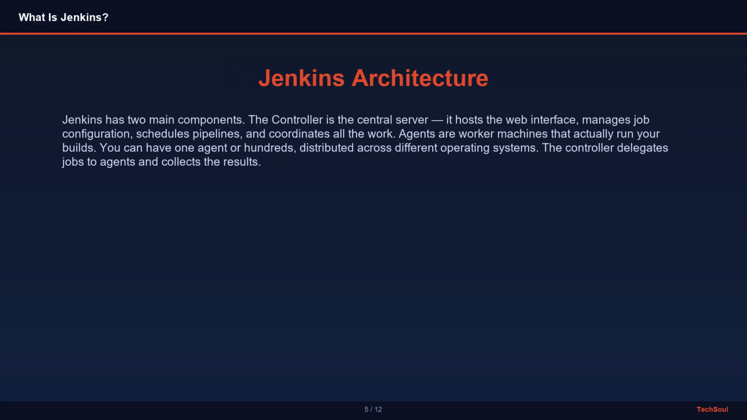Jenkins has two main components. The controller is the central server. It hosts the web interface, manages job configuration, schedules pipelines, and coordinates all the work. Agents are worker machines that actually run your builds. You can have one agent or hundreds distributed across different operating systems. The controller delegates jobs to agents and collects the results.